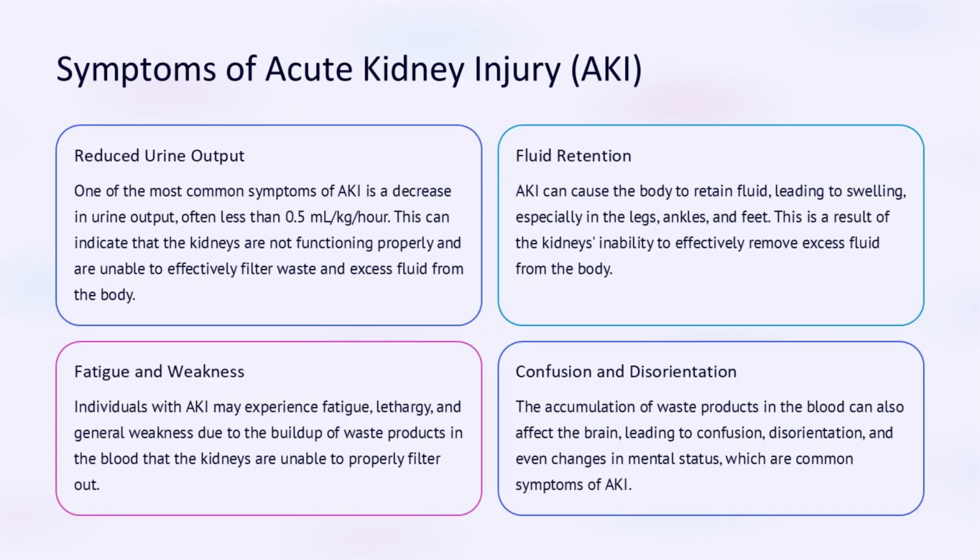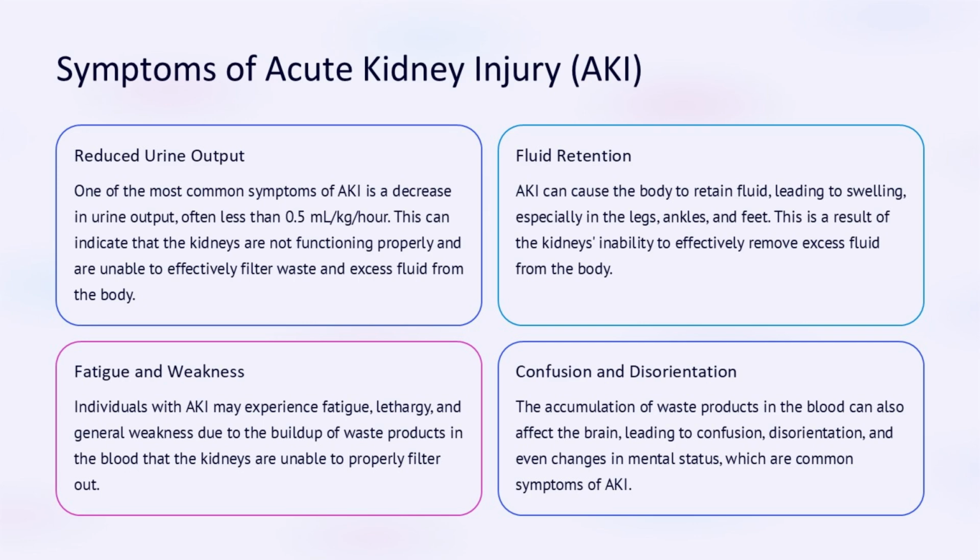Reduced urine output is one of the most common symptoms of acute kidney injury, often less than 0.5 milliliters per kilogram per hour. This indicates the kidneys are not functioning properly and unable to filter waste and excess fluid. Fluid retention can occur, leading to swelling in the legs, ankles, and feet. This is due to the kidney's inability to remove excess fluid from the body.